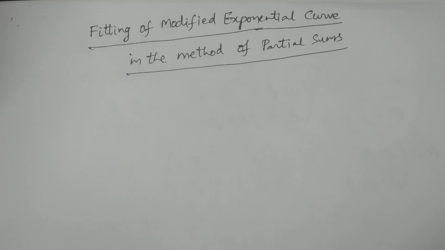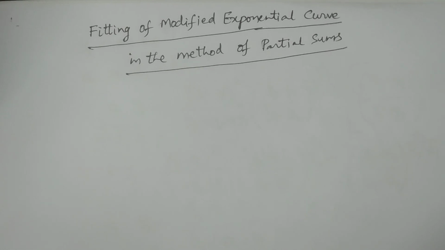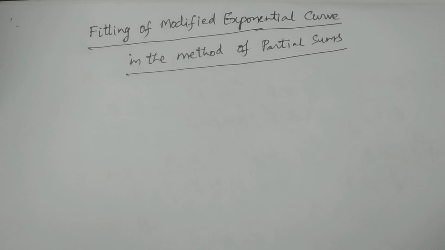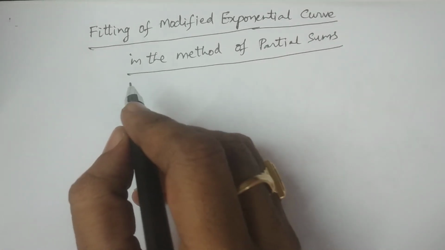In this class, I explain one of the growth curves, the modified exponential curve, and its fitting by the method of partial sums. This is the second method. We have already discussed the method of three selected points. In this class, I explain how the modified exponential curve is fitted using the method of partial sums. First of all, I write what the modified exponential curve is.